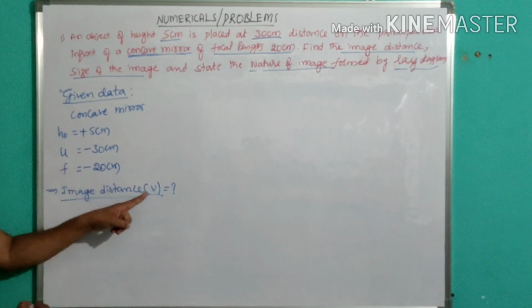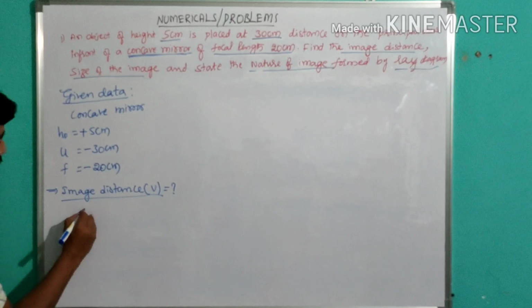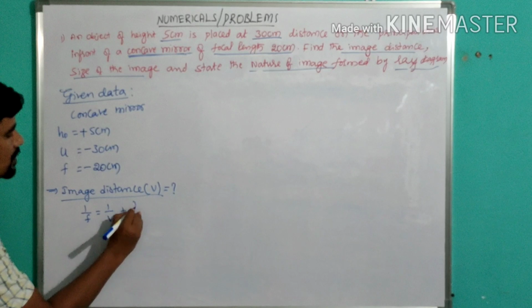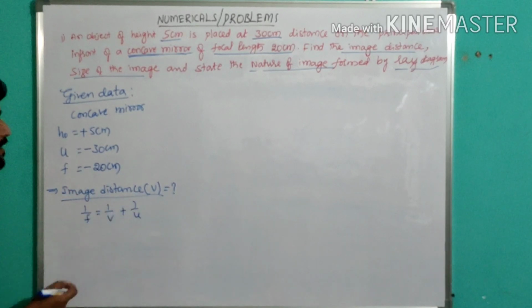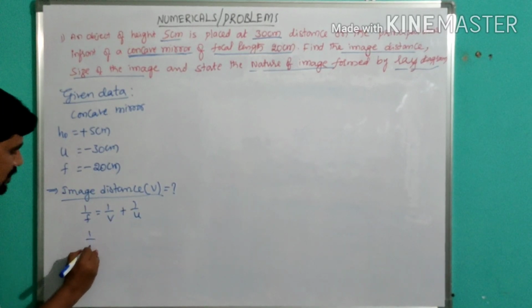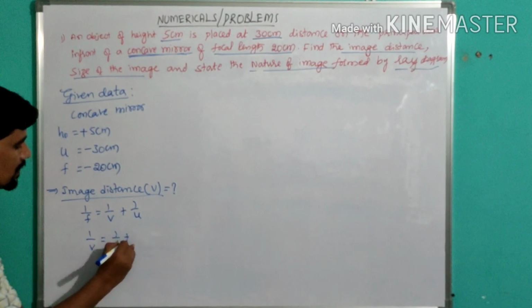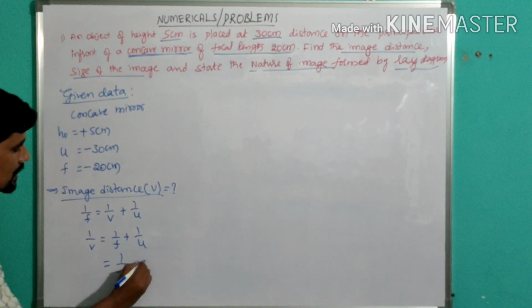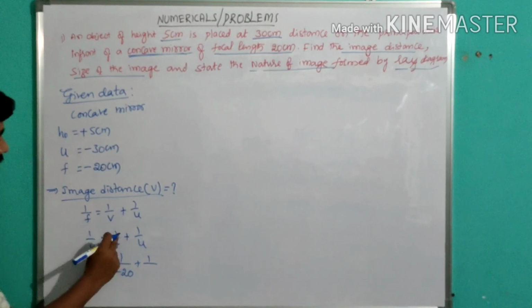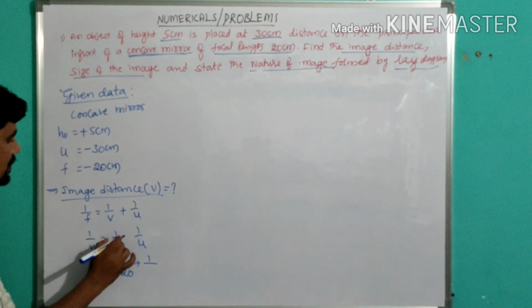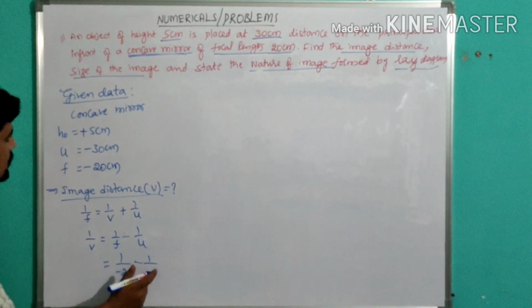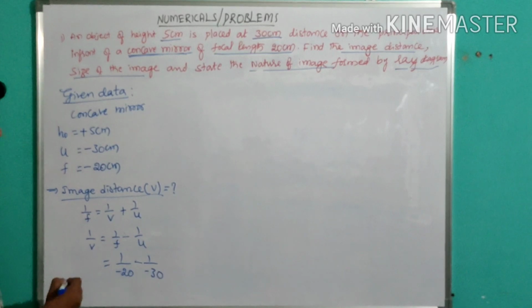The suitable formula for V, F, U is the mirror formula, that is 1 by f equals 1 by v plus 1 by u. We want v, so write 1 by v as the subject. 1 by v equals 1 by f minus 1 by u. Now substitute the values. 1 by f value, minus 20, minus 1 by u value, minus 30.